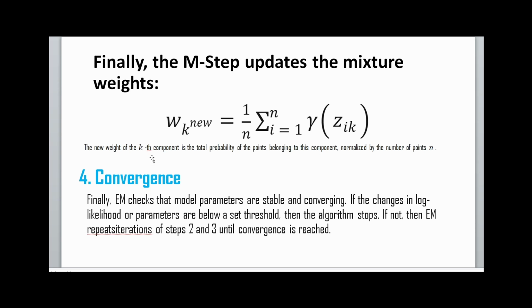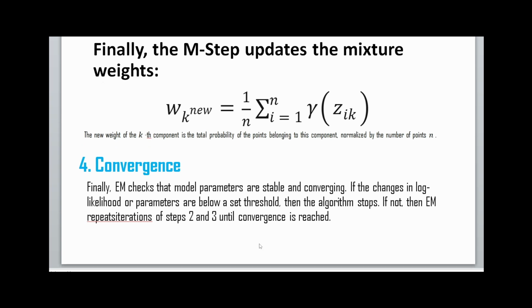So after updating the weight, finally EM checks that model parameters are stable and converging. If the changes in log likelihood or parameters are below a set threshold, then the algorithm stops. If not, then the process will repeat the iterations of steps 2 and 3 until convergence is reached. These are all about GMM and the expectation maximization algorithm.